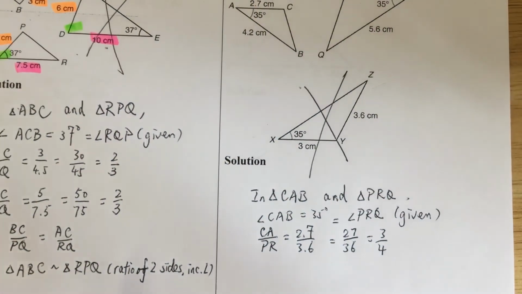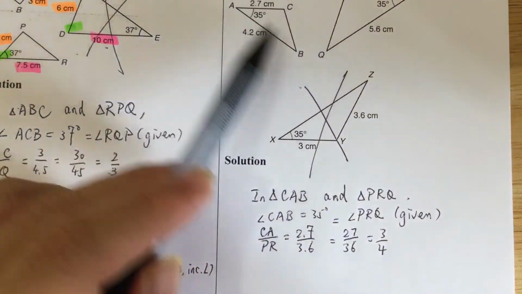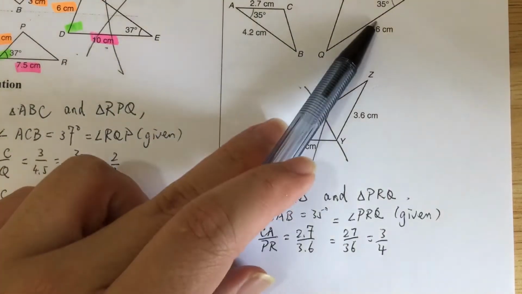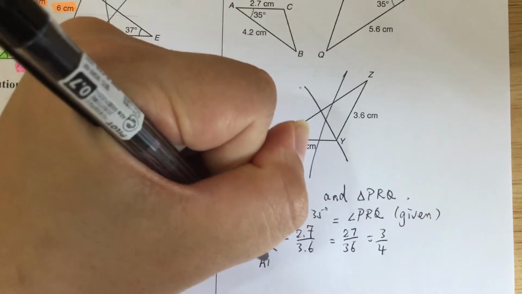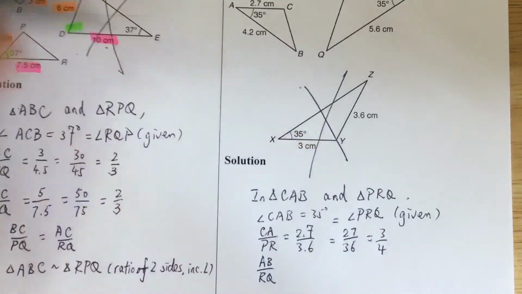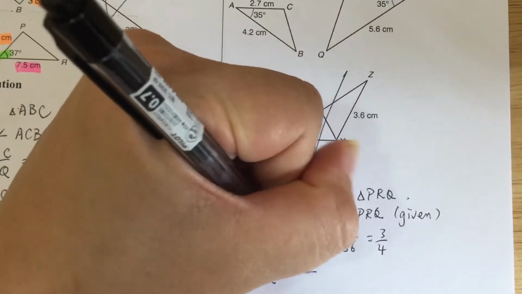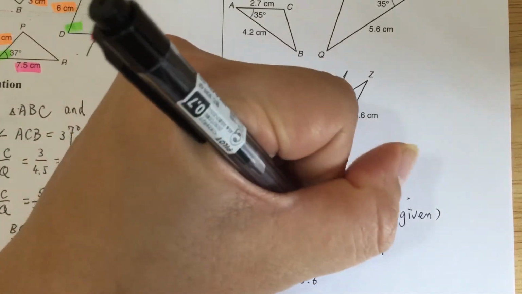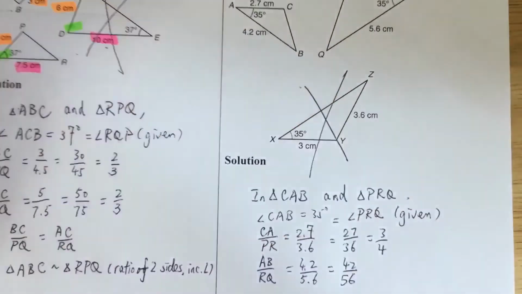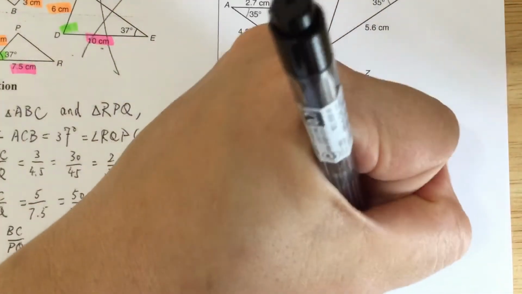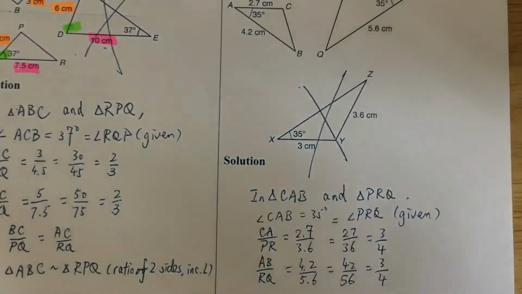And finally, we will have AB over RQ. So we have AB over RQ. You have 4.2 over 5.6. This is 42 over 56. Once again, this is 3 over 4.